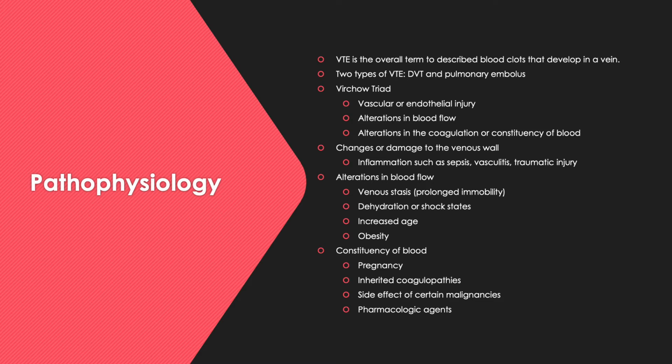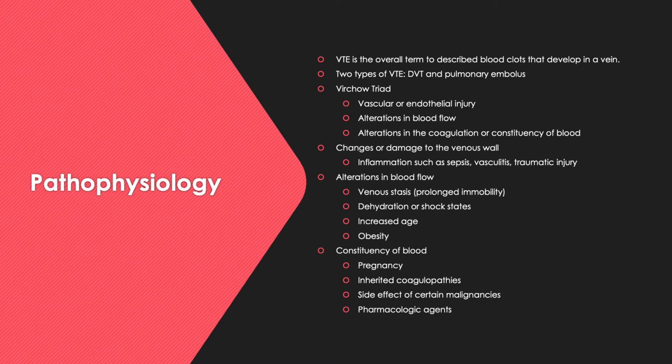Virchow triad is the primary theory of DVT pathophysiology and references the three groups of factors that contribute to DVT development. Virchow triad consists of vascular or endothelial injury, alterations in blood flow such as in venous stasis, and alterations in the coagulation or constituency of blood.